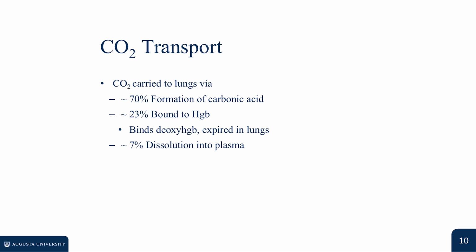The second pathway accounts for roughly 23% of carbon dioxide, which binds directly to the uncharged amino terminal groups of globin chains in deoxyhemoglobin, forming carbaminohemoglobin. Because deoxyhemoglobin binds carbon dioxide with higher affinity than oxyhemoglobin, oxygen delivery at the tissue level directly enhances carbon dioxide loading. Finally, the remaining 7% of carbon dioxide simply dissolves directly into the plasma as free gas.